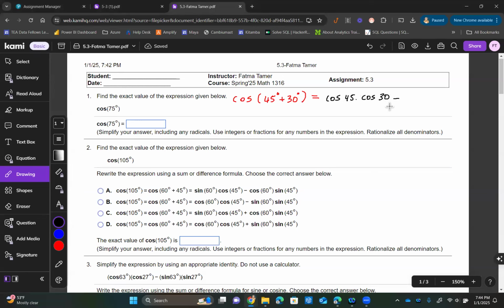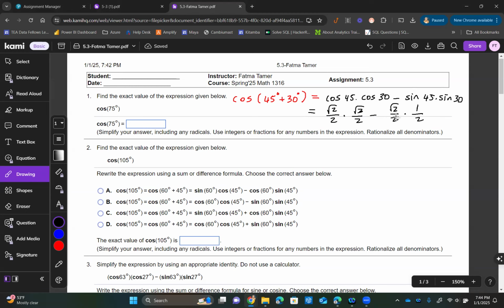Then we need to use a minus, and then we need to use sine 45 and sine 30. And as of now, we should already have memorized the value for cosine of 45 as root 2 over 2. And cosine 30 is root 3 over 2. Sine 45 is root 2 over 2. And sine 30 is 1/2.